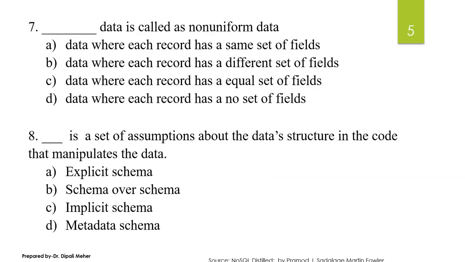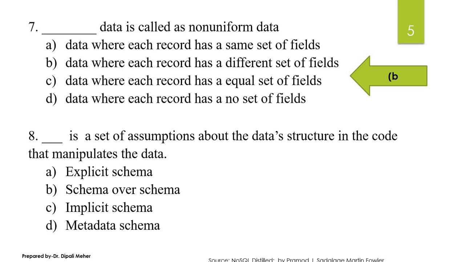Next question is, dash data is called non-uniform data. A. Data where each record has a same set of fields. B. Data where each record has a different set of fields. C. Data where each record has an equal set of fields. D. Data where each record has no set of fields. And the correct option is option B. That is, data where each record has different set of fields is called as non-uniform data.